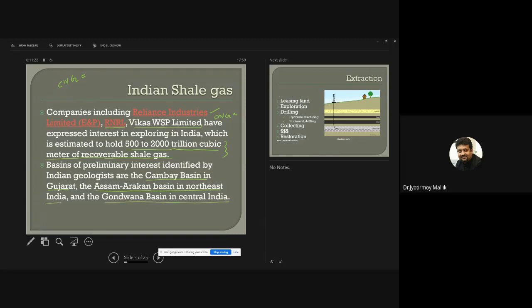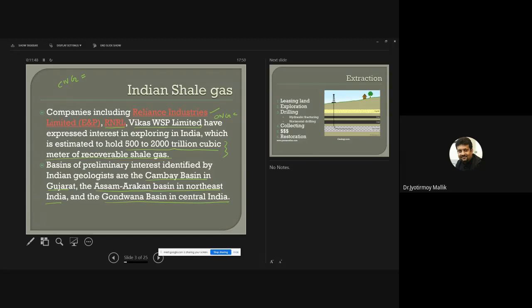So the Gondwana Basin in central India is also famous for its coal. All these formations, starting from Madhya Pradesh all the way up to West Bengal, have plenty of coal fields, and they are all Gondwana coal. They all come from the Gondwana formation, and they belong to the Gondwana Basin.